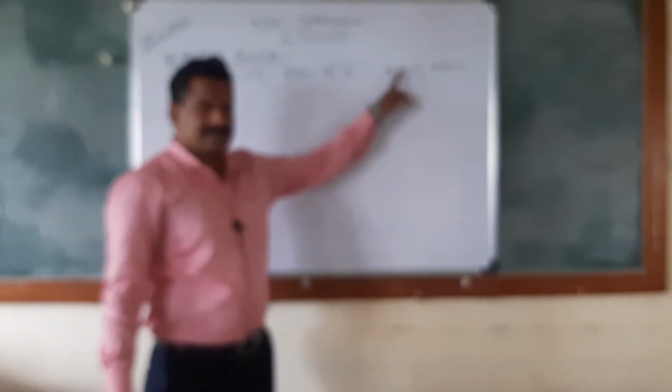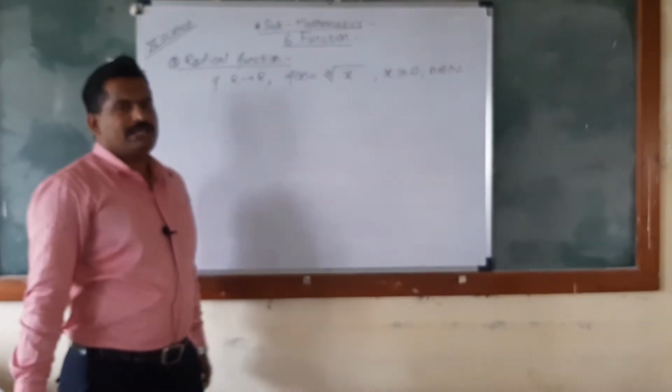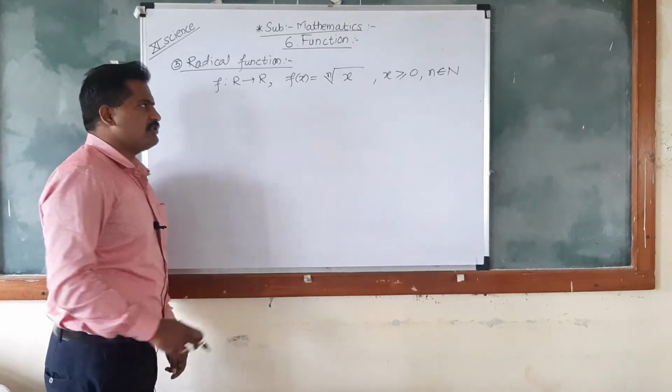Radical means it contains roots: square roots, cube roots, or nth roots. Here x is greater than or equal to 0, because our domain and codomain should be R to R. In case x is negative, the square root of a negative number is a complex number. But here the domain and codomain are real numbers, therefore we take precaution about x, and n belongs to N, it is a natural power.